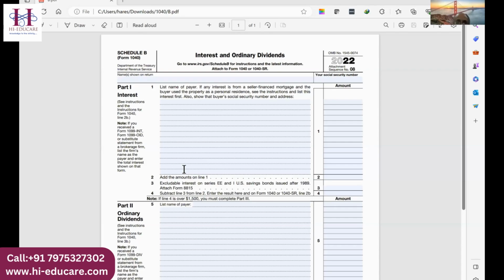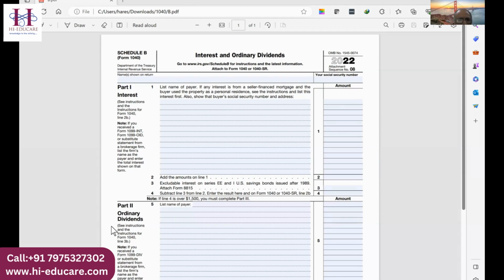So you will see the interest and ordinary dividends. Schedule B is basically flowing directly to 1040. Remember that, Schedule B, right? Part 1 is the interest and part 2 is basically dividends. You can see the ordinary dividends. I'll explain Schedule B in detail, don't worry about that. Today we are first discussing the flow.